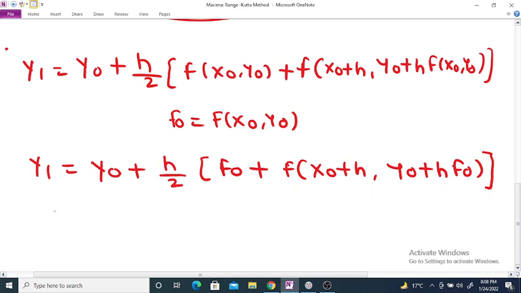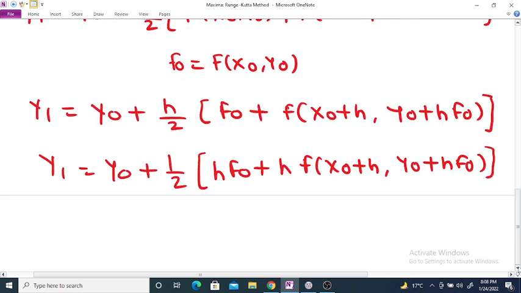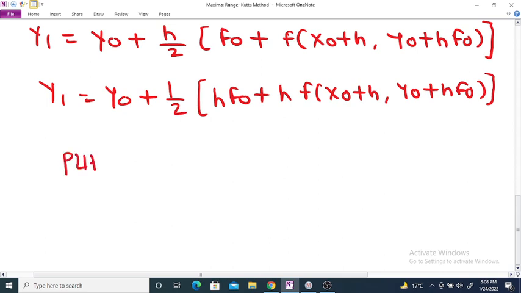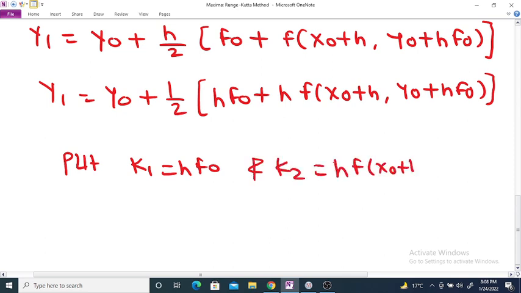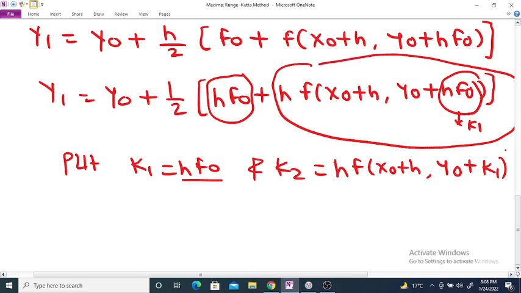So now if you multiply this h inside the bracket, then y0 plus 1 by 2 times h f0 plus h times f of x0 plus h, y0 plus h f0. Now put k1 is equal to h f0 and k2 is equal to h f of x0 plus h, y0 plus k1. This is the value of k1 here, and for this total value we say that it is equal to k2, and therefore y1 is equal to y0 plus k1 plus k2 divided by 2.